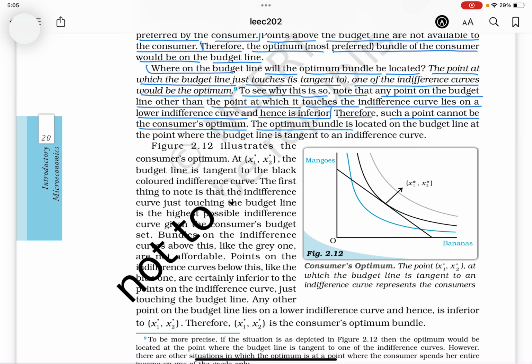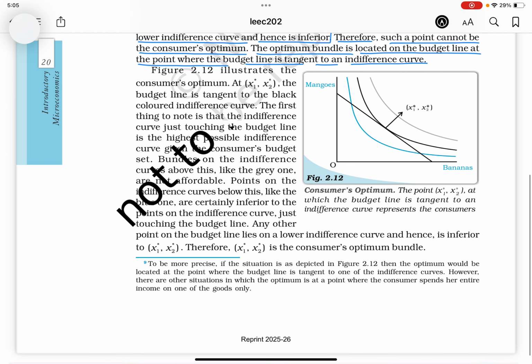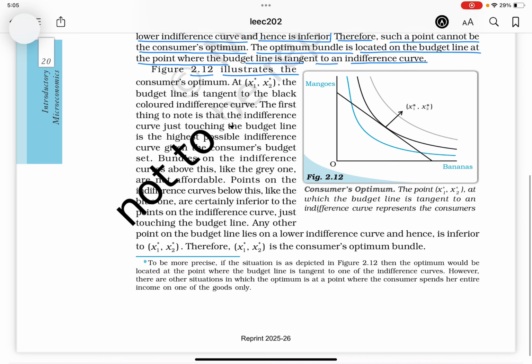The optimum bundle is located on the budget line at the point where the budget line is tangent to an indifference curve. Figure 2.12 illustrates the consumer's optimum. At x1, x2, the budget line is tangent to the black colored indifference curve. The first thing to note is that the indifference curve just touching the budget line is the highest possible indifference curve given the consumer's budget set.